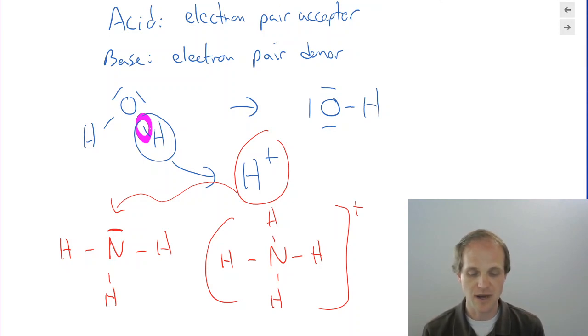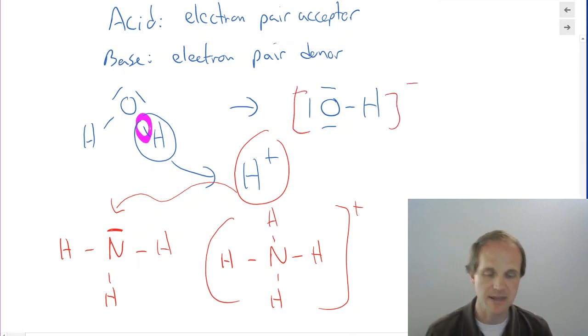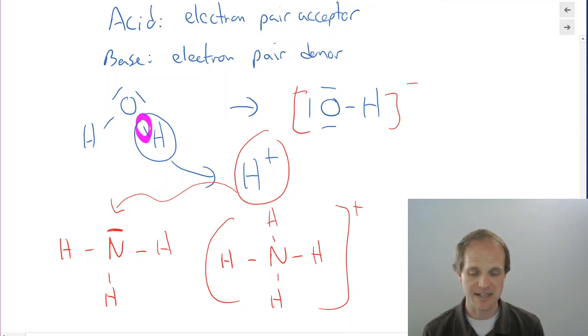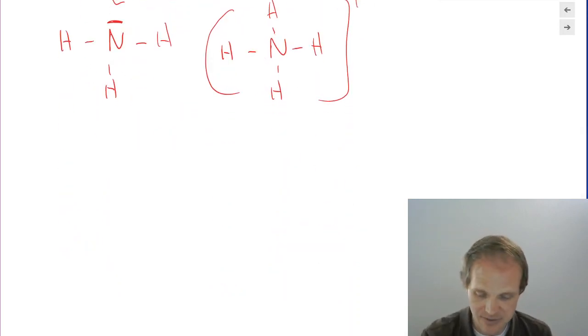And we have the water taking that pair of electrons when the hydrogen leaves, becoming OH-. I should put the minus around here. Becoming OH-. And so it is the electron pair acceptor. So we can use it for all the normal acid-base definitions. We can also use it for kind of more specialized cases that don't look like acid-base chemistry.